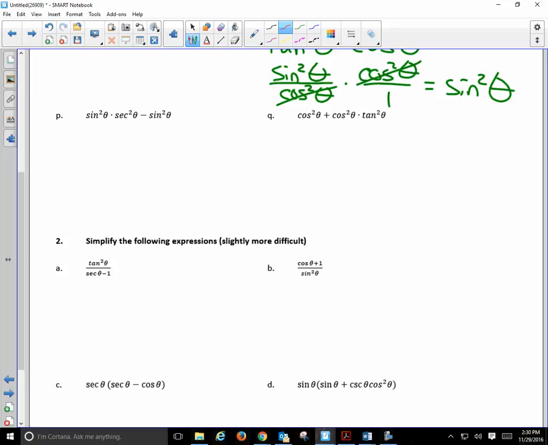Let's try another one. Let's try P. Another problem that involves factoring. What should I factor out? Sine squared. What's left? Yep, what's left there is secant squared. What's left there? What is secant squared minus 1? Is that something on our sheet? It is tangent squared.